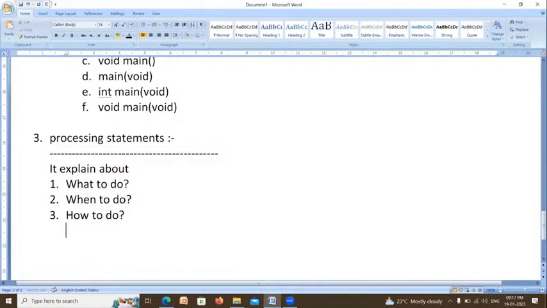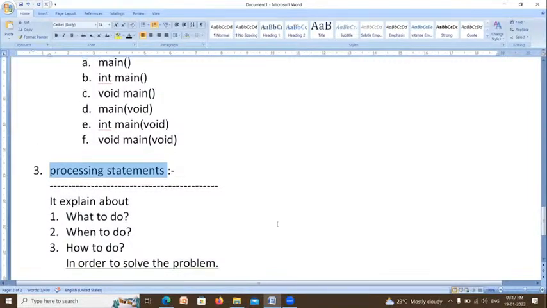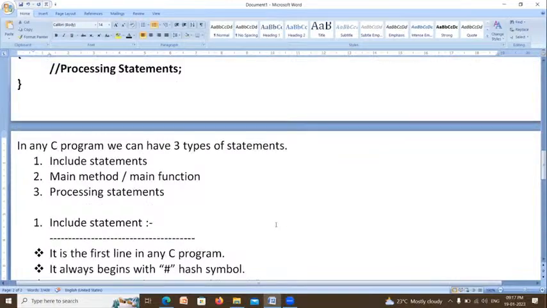Why? In order to solve the problem. If you want to solve the problem, what you have to do, when you have to do, how you have to do, those steps will be explained by using processing statements. So these are the three parts in a sample C program, right?